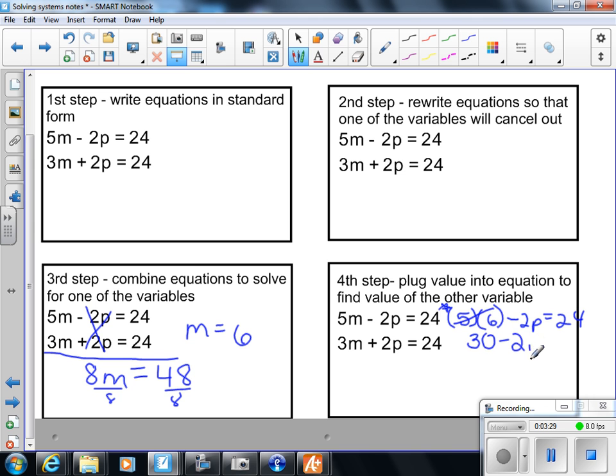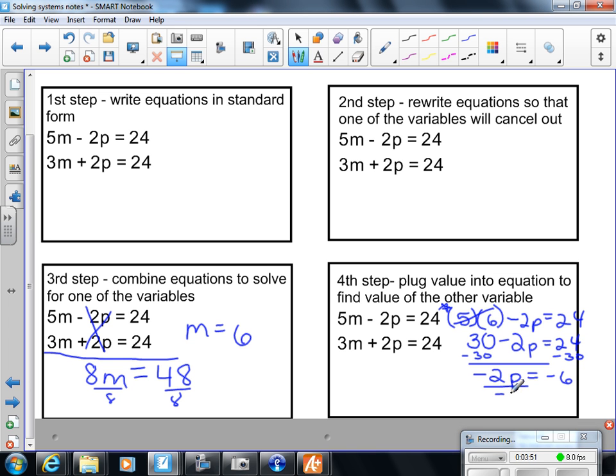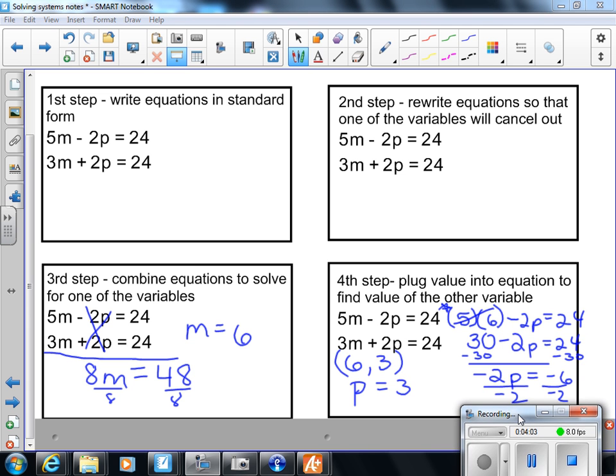30 minus 2p equals 24. And then what do I do? Subtract 30. And I get negative 2p equals, what's this going to be equal to? A negative 6. Okay. And then I'm going to divide both sides by negative 2. P equals 3. So your ordered pair is 6, 3. That's your solution to this system.